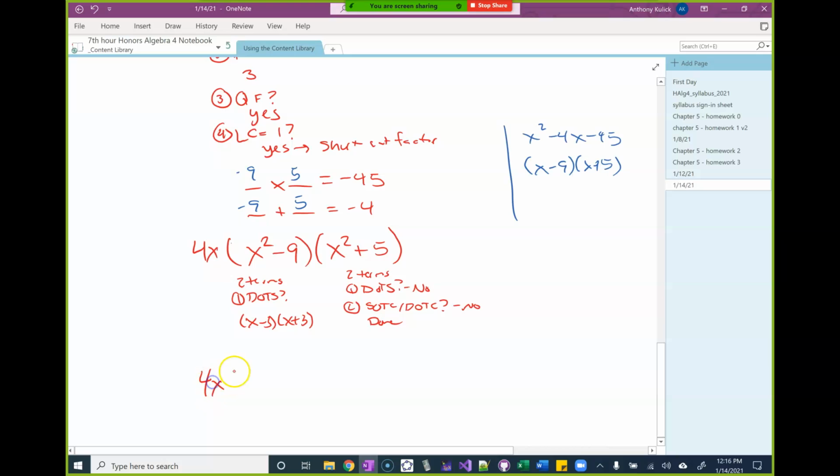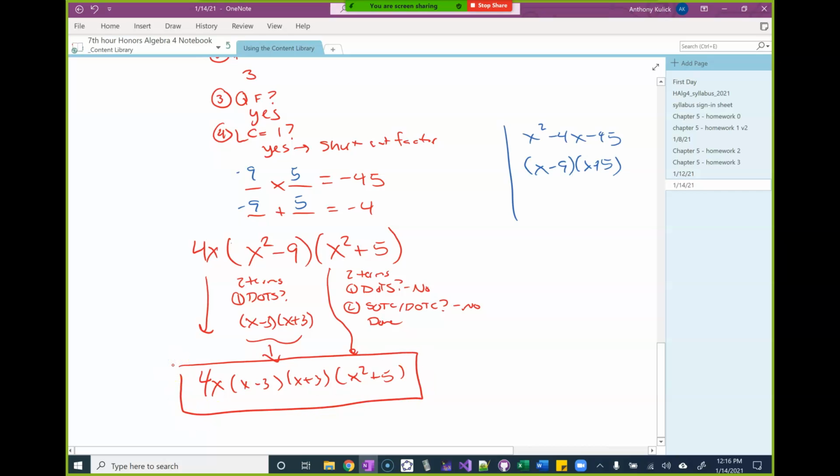So our final answer, we're going to have the 4x from out front, the x minus 3, x plus 3 from that piece, and then the x squared plus 5 from the end that we couldn't do anything else with. Does that feel okay? We're going to do a couple more just to get used to this process and using this factoring tree.